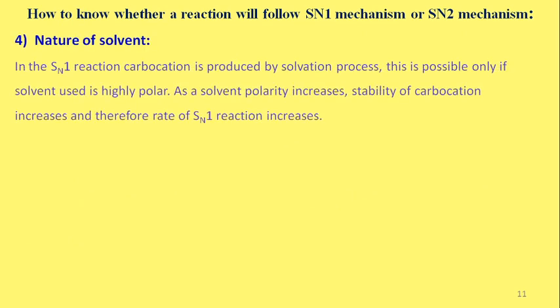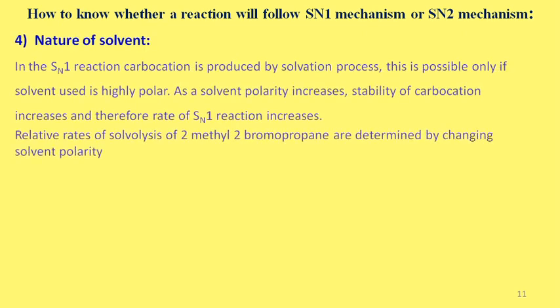Then the last factor is the nature of the solvent. In an SN1 reaction, the carbocation is produced by a solvation process, and this is possible only if the solvent used is highly polar. As solvent polarity increases, the stability of the carbocation increases by solvation, and therefore the SN1 reaction rate increases. Relative rates of solvolysis of 2-methyl-2-bromopropane are determined by changing solvent polarity.